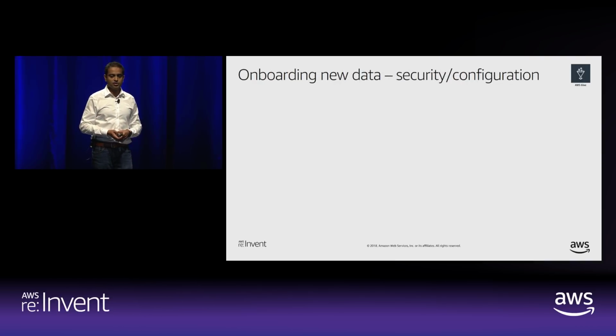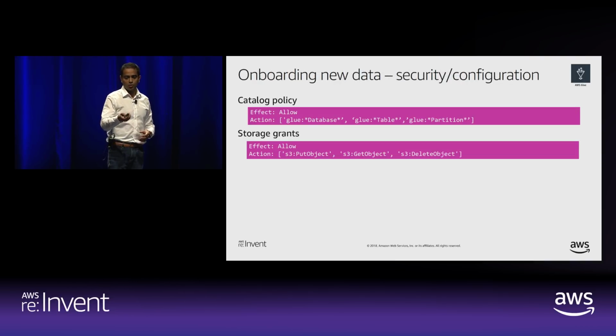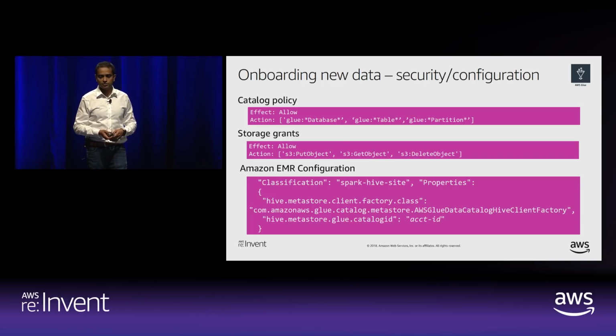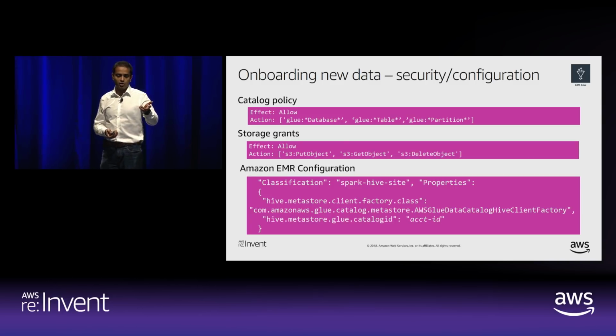Now that the data engineer has access to it, this is what it would look like, kind of translating this. So the catalog policy would look something like that. You would enable database, table, and partition access. Storage grants would look like put, get, and delete objects. And then finally, the EMR configuration.